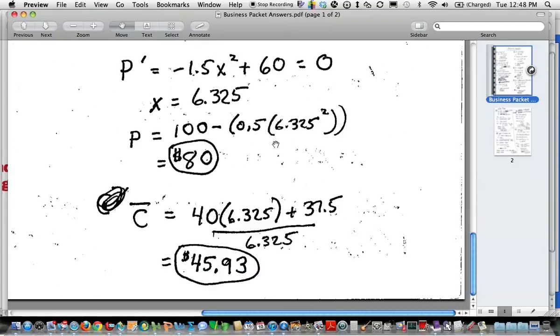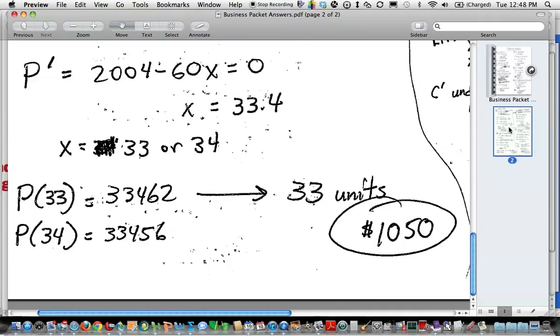Okay? 15 is a pretty similar question. They give you a profit. They give you a price function. It's very much like 10 and 12. So let's get into number 19. And number 20.